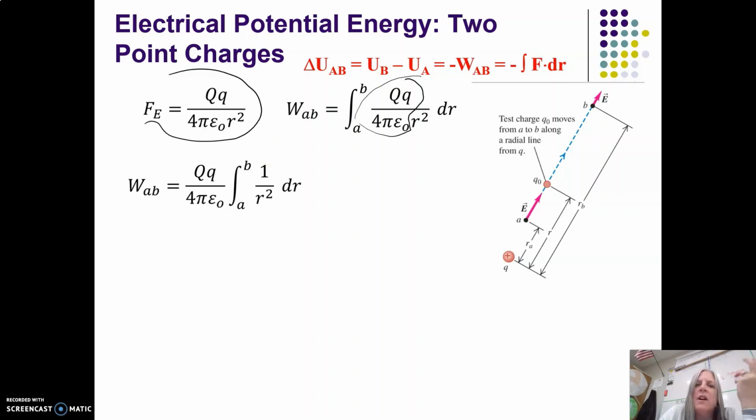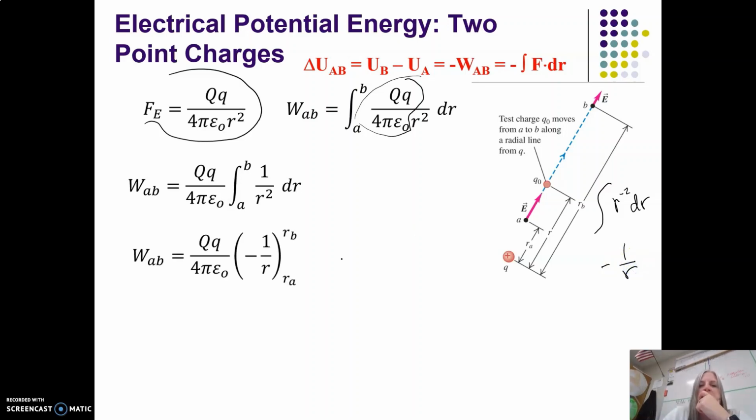Well, I know some of you are new to calculus, so you can think of it, I'm going to write it over here, as r to the negative 2 dr. Maybe that'll help you because then the integral makes more sense. So if you do that, the integral of that is going to be negative 1 over r. And then our limits go from some point to another.